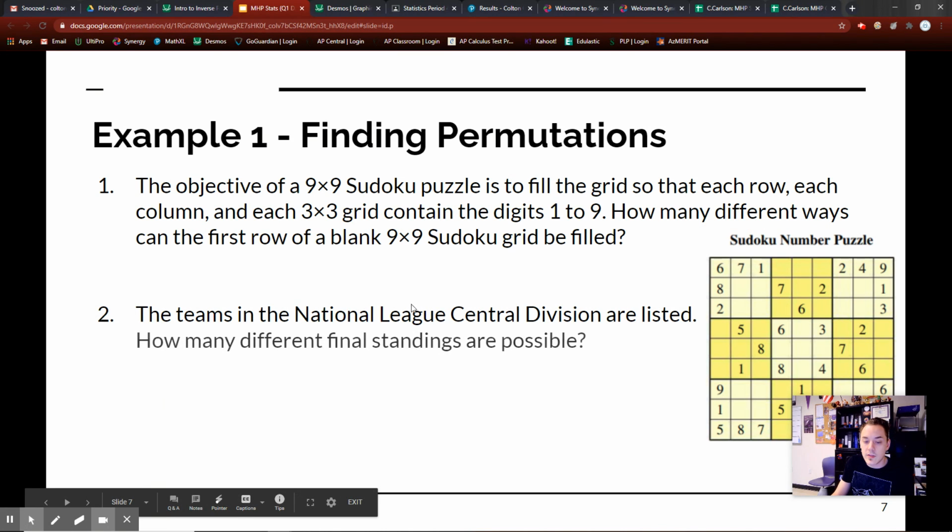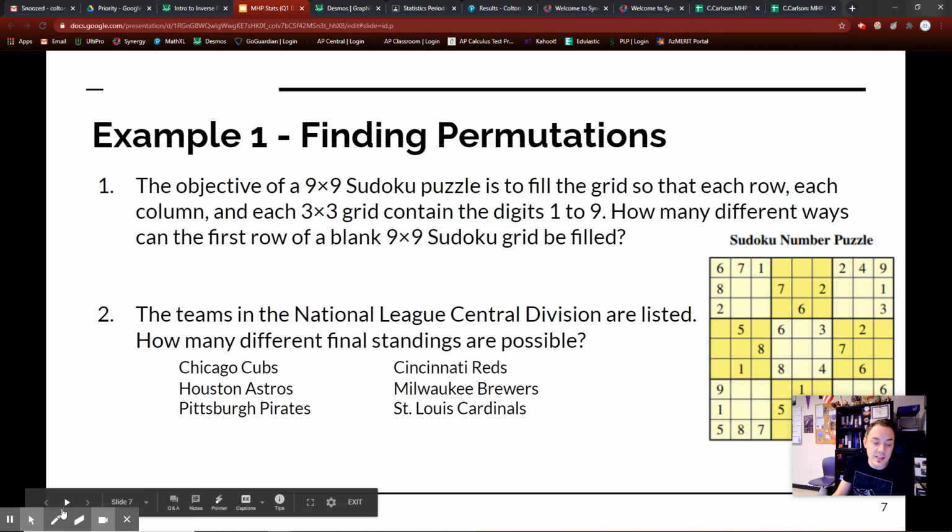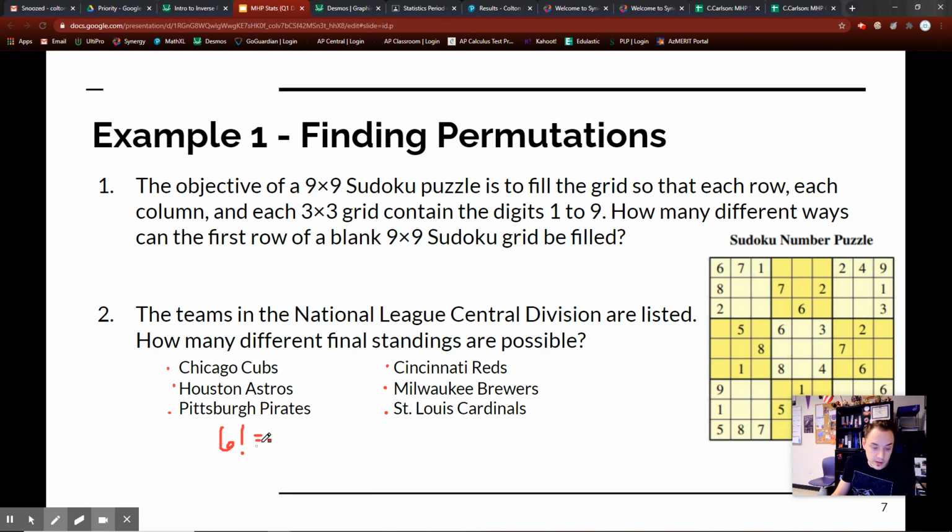The teams of a league central division are listed below. How many different final standings are possible? Well, there's six of them, right? So 1, 2, 3, 4, 5, 6. So that's just 6 factorial. So that's 6 times 5 times 4 times 3 times 2 times 1.